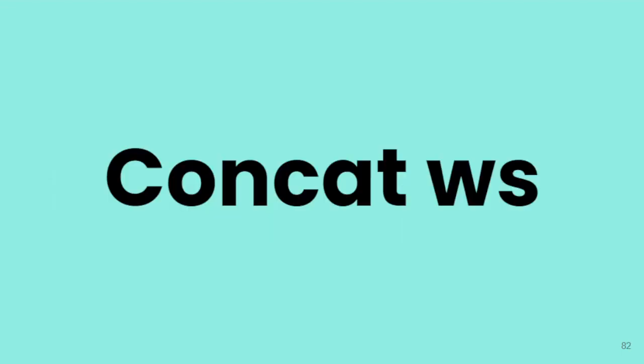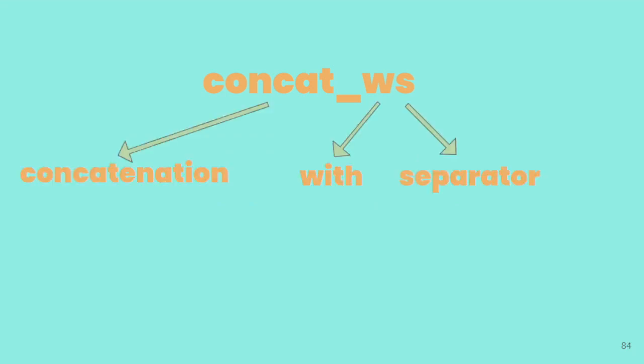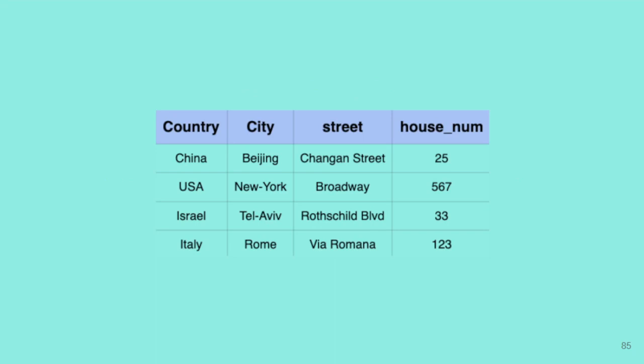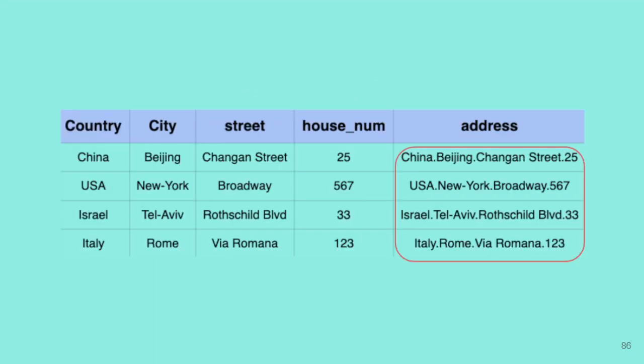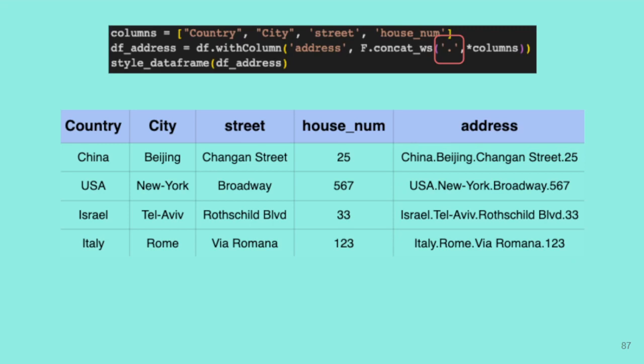Concat WS. Concat WS stands for concatenation with separator. Imagine you have a dataset with address details in different columns: country, city, street, and house number. You can join them into a single address column separated by dots using the concat_ws function. First, you provide your desired separator, in this case a dot, and then list the columns you want to join using this separator. You can use a regular list, but the star syntax seems more elegant to me.